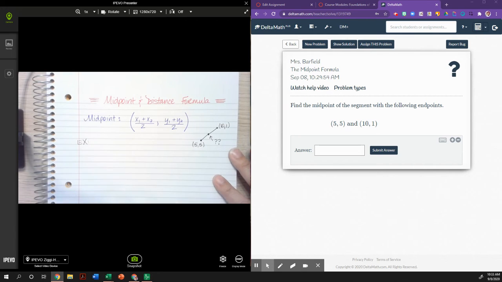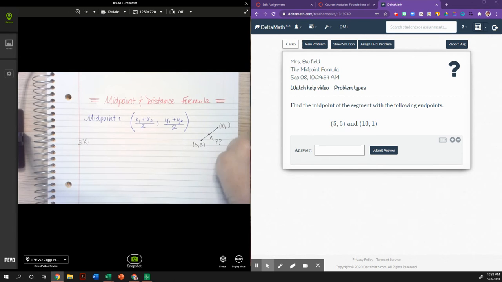Now I'm going to tell you right now, because you are dividing by 2, you can get decimals, or you can get fractions. And in terms of your final answer, I'm not going to be picky if you leave your answer as a fraction or as a decimal.